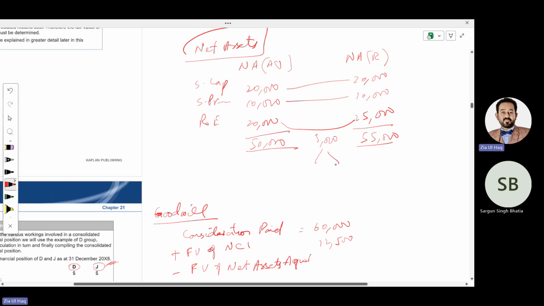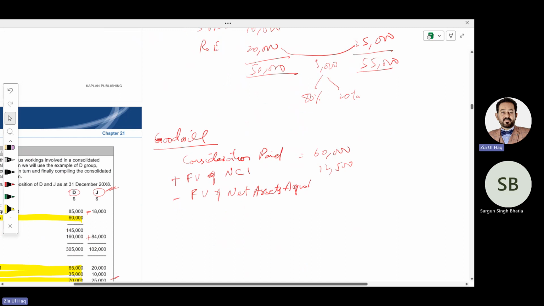Out of this, 80% is ours, 20% is of non-controlling interest. So what is the fair value of net assets acquired? 50,000. What is the amount of goodwill? 72,500 minus 50,000, which is 22,500. Is that fine?